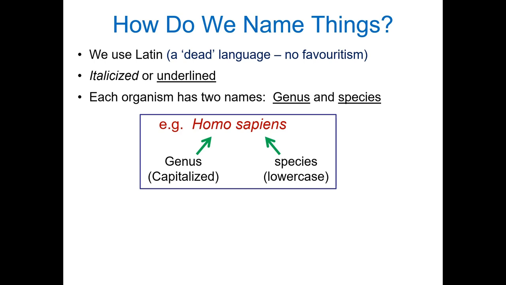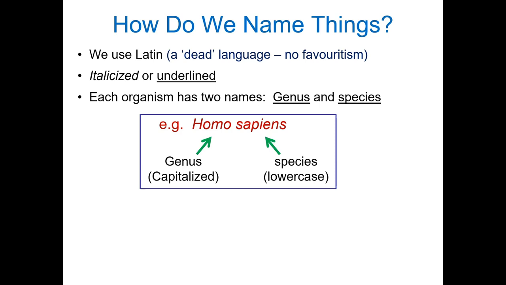When we write the name in Latin, it should be italicized or underlined. And that's just a rule of writing, basically. If you're writing an essay and you write a word within your essay and it's a different language from the rest of the text, so you're presumably writing in English and you include a word in Italian or Latin or French or whatever, it should be italicized. So we always italicize Latin names.